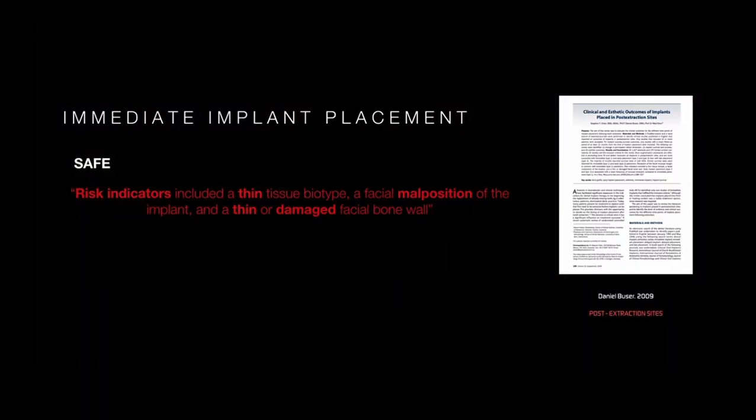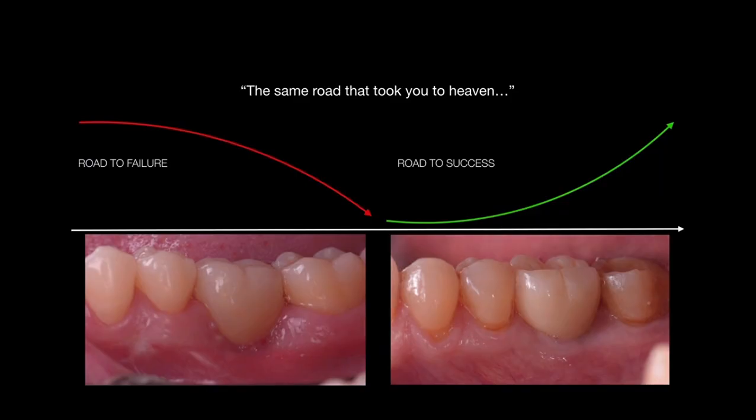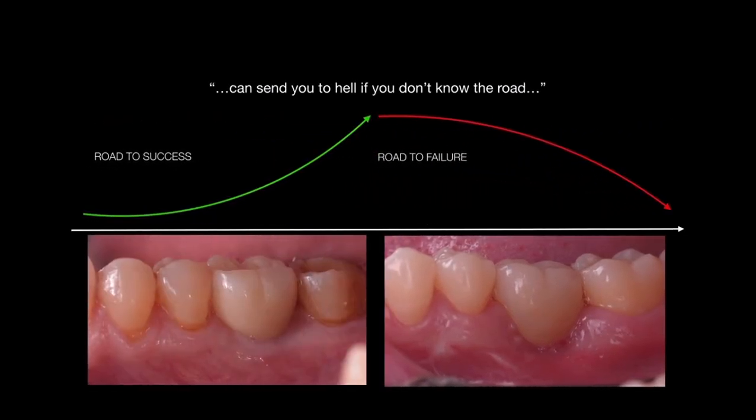But there are certain situations where risk indicators included a thin tissue biotype, a facial malposition of the implant, and a thin or damaged facial bone wall. These are some of the most common mistakes that we don't assume and we place our implant anyway. So, important: the same road that took you to heaven when you learned these techniques can send you to hell if you don't apply the appropriate treatment.